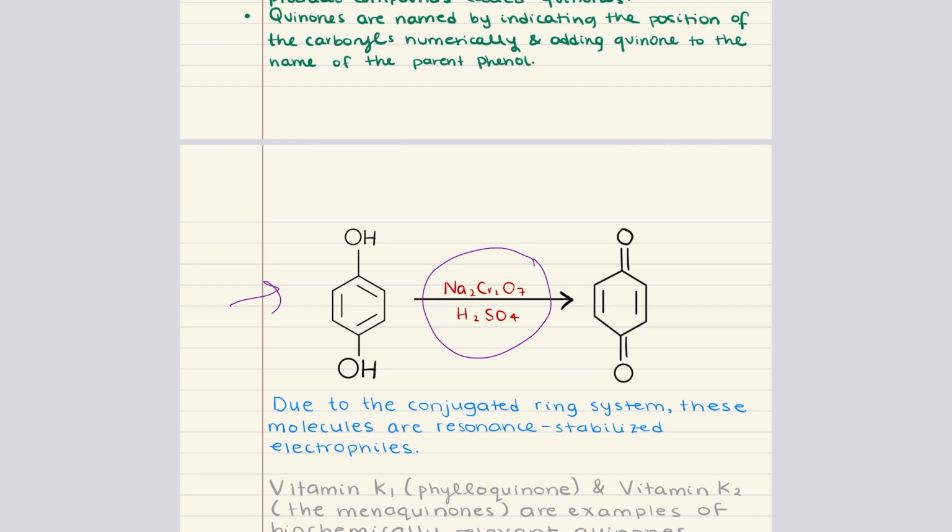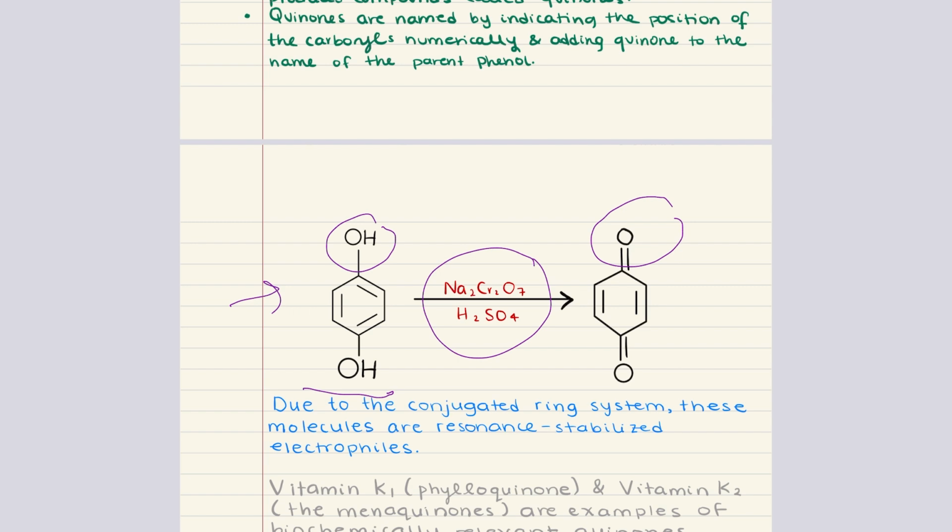When 1,4-dihydroxybenzene is treated with these reagents, the hydroxyl groups are oxidized into carbonyl groups, producing 1,4-benzoquinone. The name of a quinone is derived by indicating the positions of the carbonyl groups numerically and then appending quinone to the name of the parent phenol.